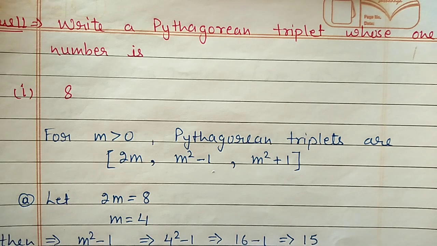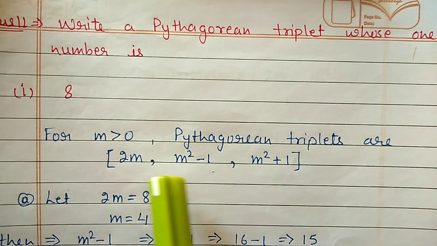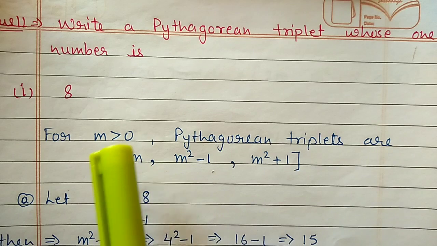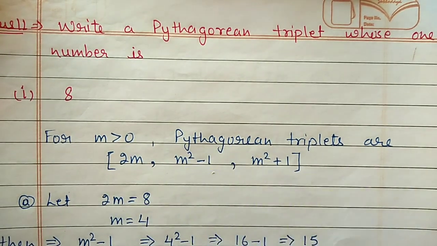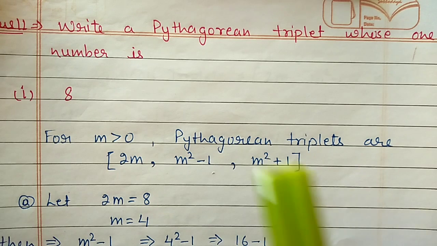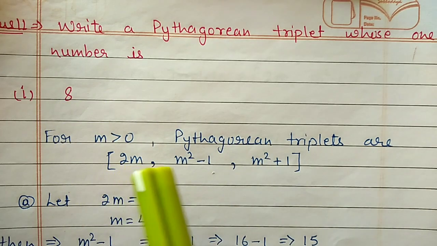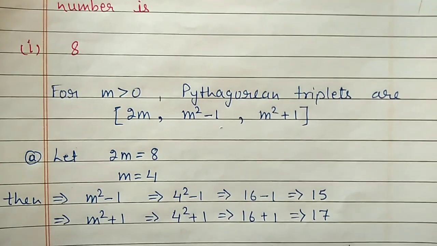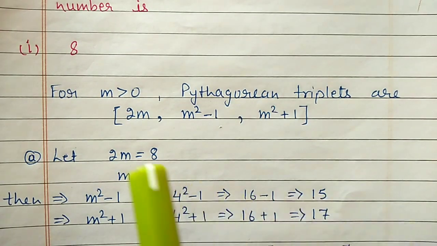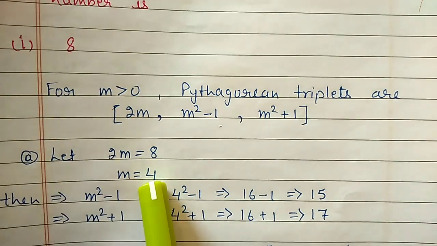Question number 11. Write a Pythagorean triplet whose one number is given, 8 here. So we don't know whether this 8 is first, second or third. For a Pythagoras triplet we have the formula 2m, m square minus 1 and m square plus 1. We will check one by one. Let 2m be equal to 8. 8 is the first number, then m will be 4.